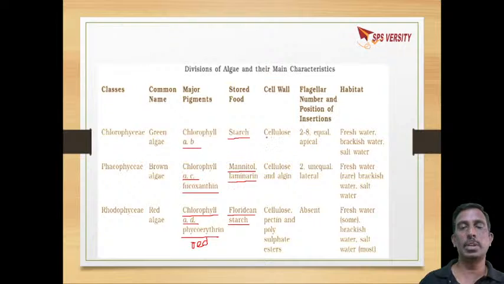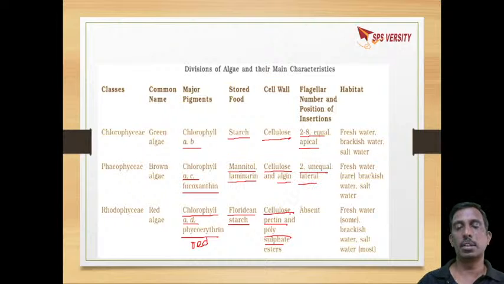In Chlorophyceae the cell wall is majorly cellulose. In Phaeophyceae, algin is present along with cellulose. In red algae, cellulose, pectin and polysulfate esters are present. Chlorophyceae has 2 to 8 equal apical flagella, Phaeophyceae has 2 unequal lateral flagella, and flagella are absent in red algae.